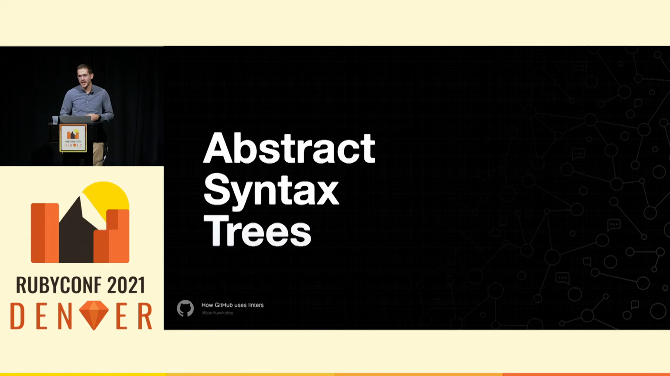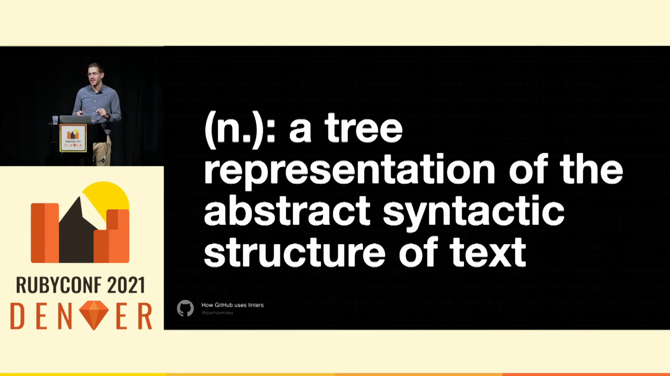So the last type of linter worth talking about is those powered by abstract syntax trees. Before we get too far, a brief description of what an abstract syntax tree is. It's a tree representation of the structure of text. In our case, it's source code, right?